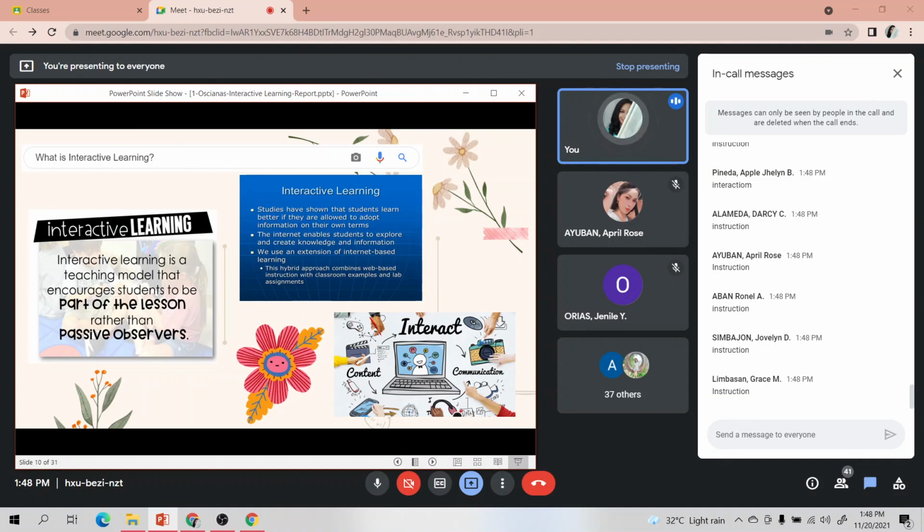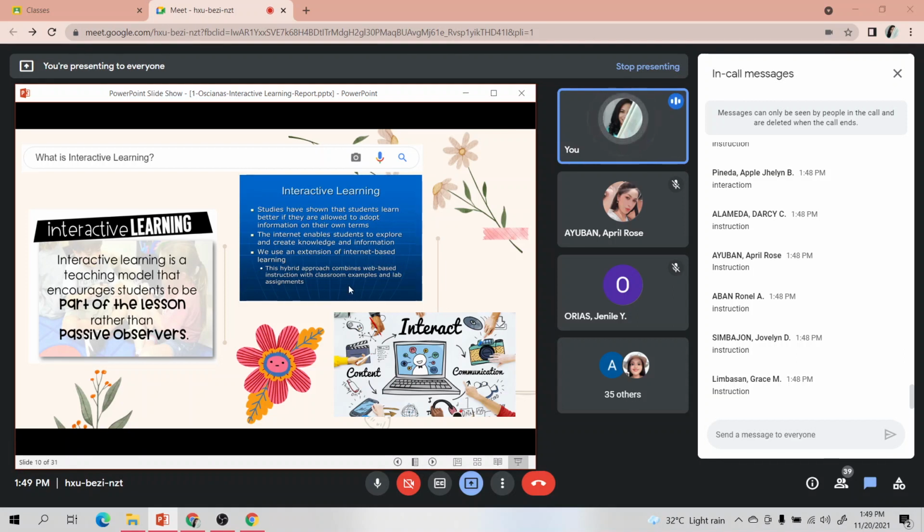Interactive learning is a teaching model that encourages students to be part of the lesson rather than passive observers. It is very self-explanatory. It's about engaging the learners actively, not passively. Studies have shown that students learn better if they are allowed to adopt information on their own terms. So if you allow the students, not just the teacher doing everything, they learn better. And the internet enables students to explore and create knowledge and information.